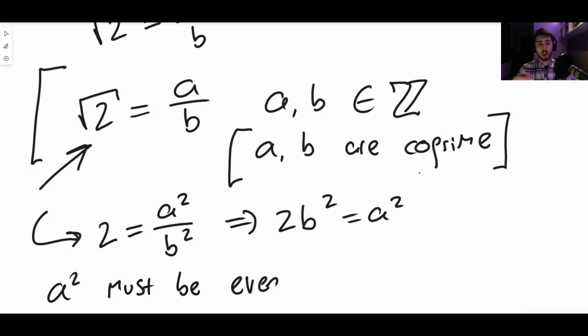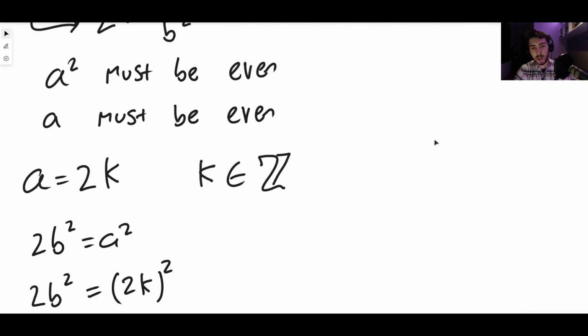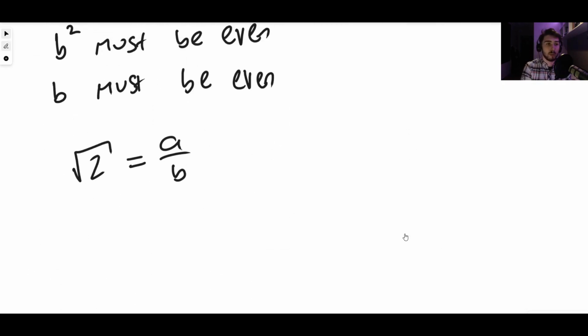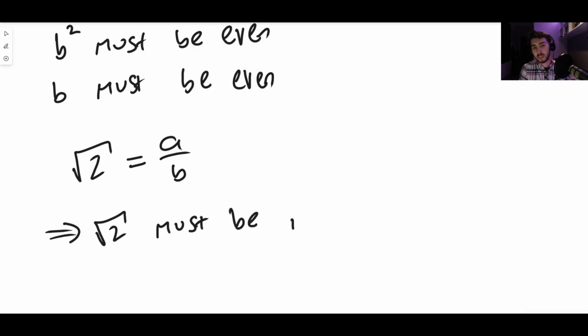The issue is assuming, in the first place, that root 2 can be written as a over b, which it cannot be if a and b are integers. Therefore, we can go to the bottom of the page, and we can say, therefore, the square root of 2 must be irrational, which means it cannot be written as a over b.